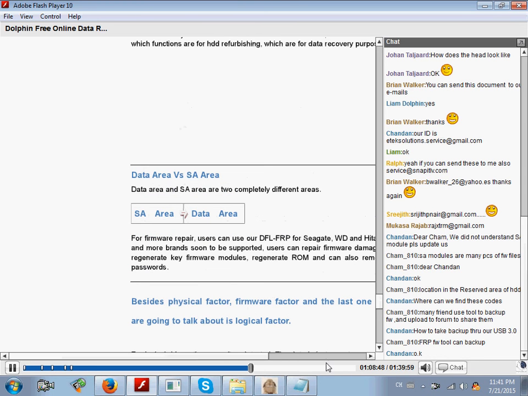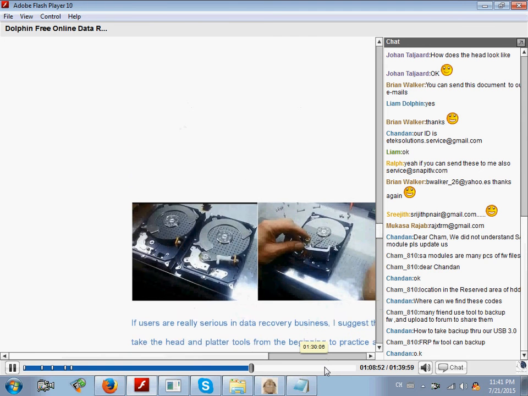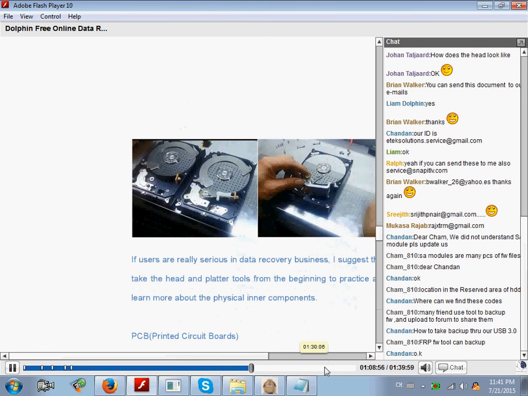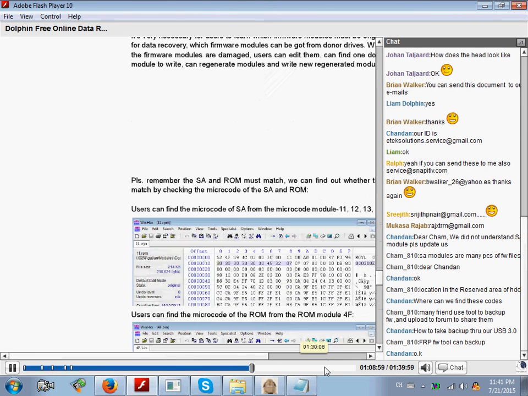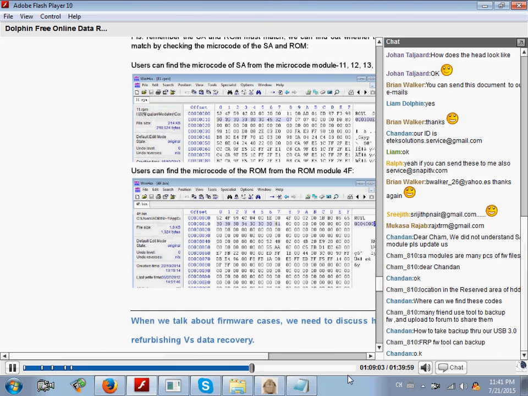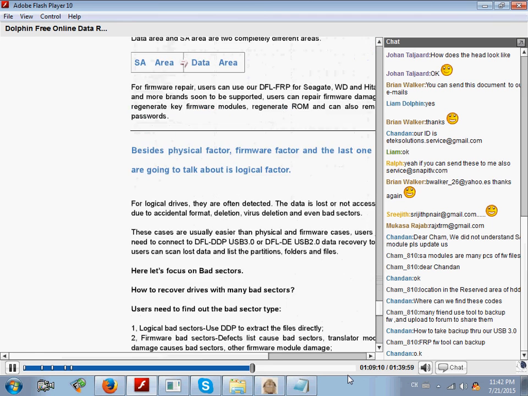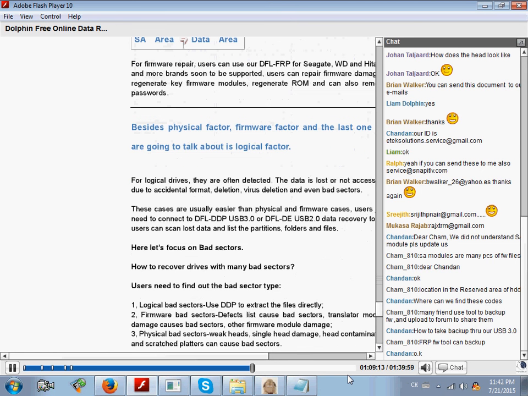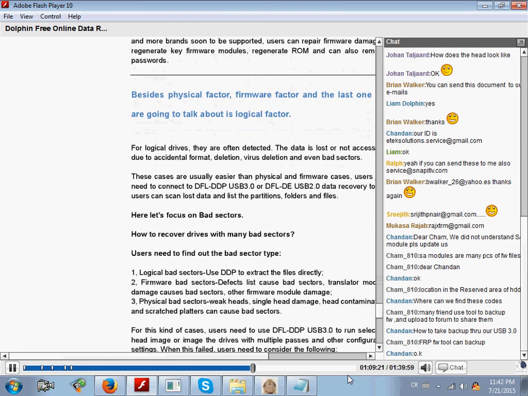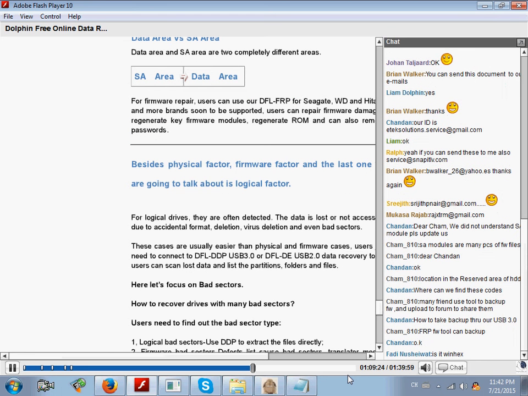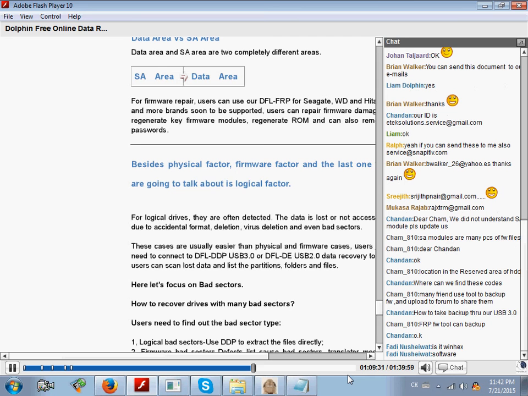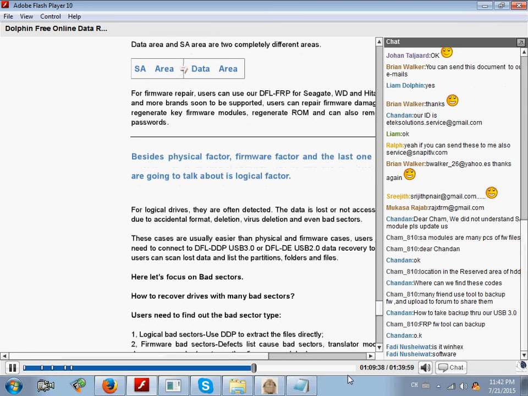So above, the second factor we talk about, the firmware factor. The first factor is the physical factor, and the second is the firmware factor. So it's easy? Yes, if you know the way, if you understand this, it's easy. Data recovery is not a secret anymore. So besides the physical factor, besides the firmware factor, the third factor that affects data recovery is the logical factor.